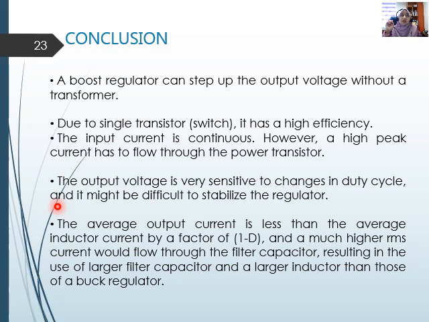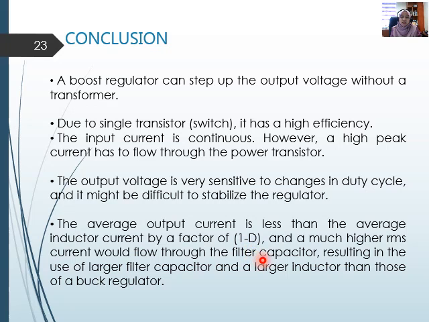We can see that in the duty cycle equation, where we have the output voltage and also the input voltage, any changes will affect the output voltage. The average output current I0 is less than the average inductor current by a factor of 1 minus D.